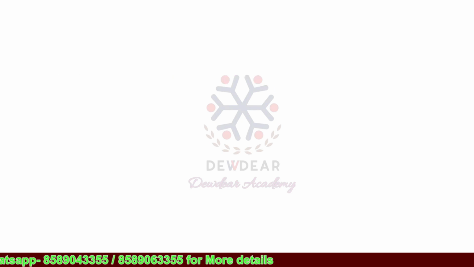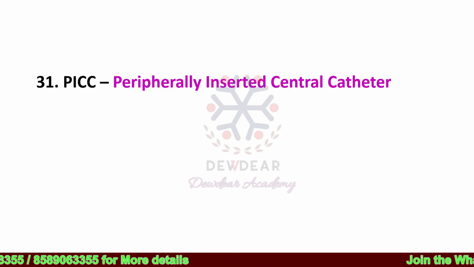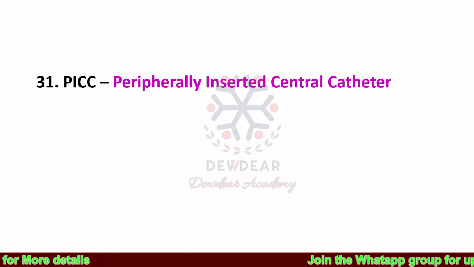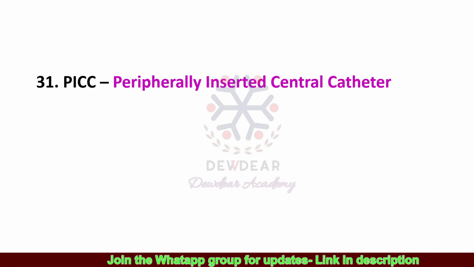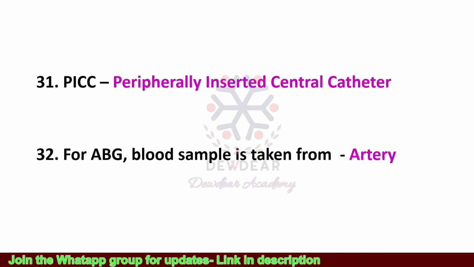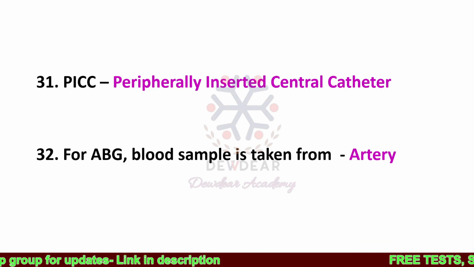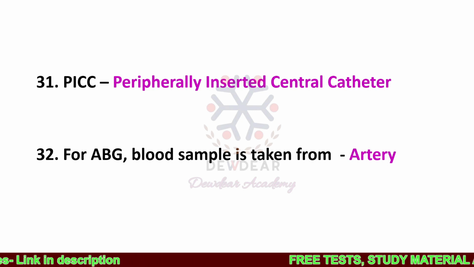The next question. PICC. What is the full form of PICC? That was another question. So correct answer is peripherally inserted central catheter. PICC means that is peripherally inserted central catheter, PICC. Then question number 32. For ABG, blood sample is taken from. Correct answer is from artery. For ABG, blood sample is taken from artery.